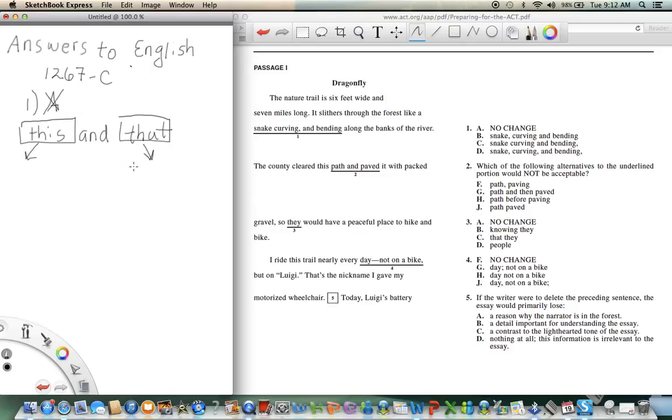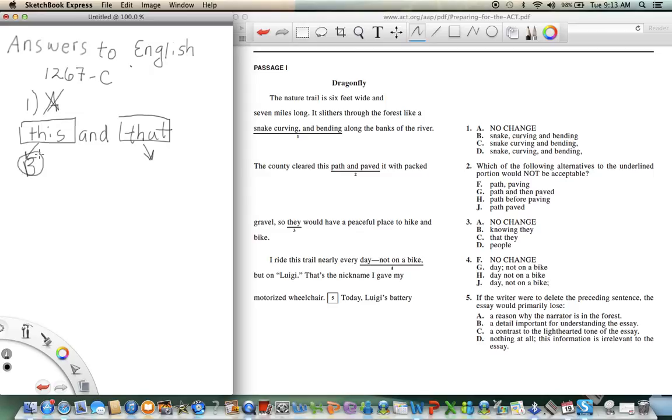Let's check choice B. It slithers through the forest like a snake, curving and bending along the banks of the river. Oh, actually that was choice C. And like a snake curving and bending along the banks of a river. Choice B, let's go back to that one. I like that quite a bit because it's like a snake, comma, and then we're going to describe what the snake was doing, curving and bending along the river banks. So let's keep B alive.